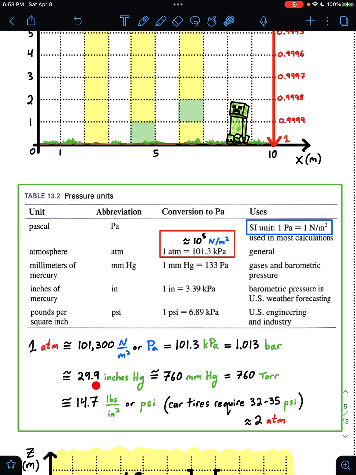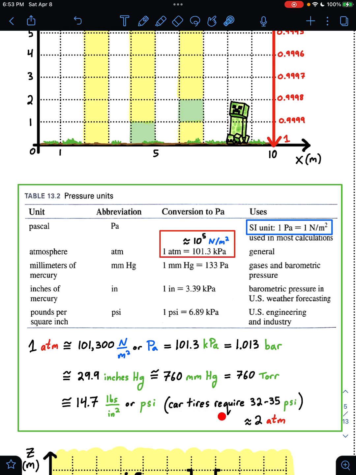1 atmosphere is also equivalent to about 30 inches, 29.9 inches of mercury, or 760 millimeters of mercury, also known as 760 torr. This is the unit used when measuring air pressure, barometric pressure. Or 1 atmosphere is 14.7 pounds per square inch, 14.7 psi. See, the pressure on your body in the room you're in right now is about 15 pounds of pressure pushing on every square inch of your body.